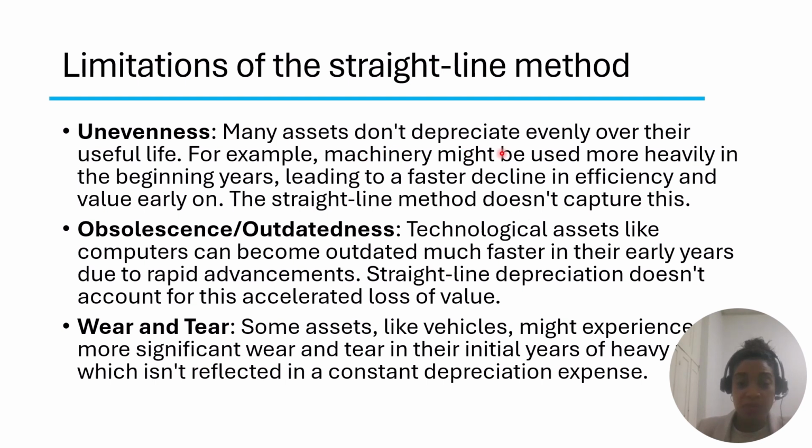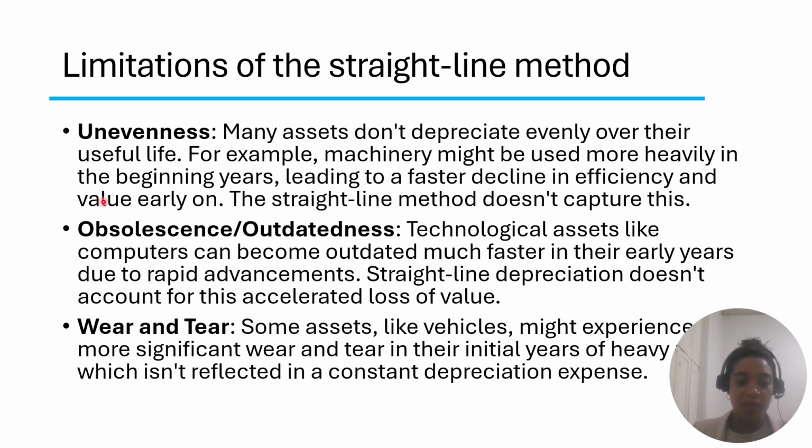Many assets don't depreciate evenly over their useful life. For example, machinery might be used more heavily in the beginning years, right, leading to a faster decline in efficiency and value early on. So the straight line method doesn't capture this.